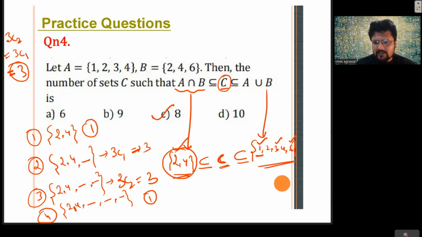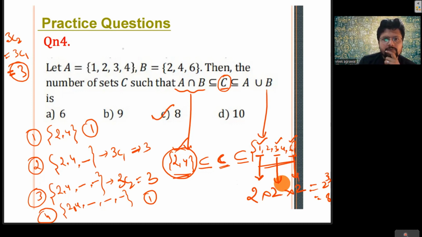Yes, that is also possible. You have to choose either 1, 3, or 6. It can be taken or cannot be taken, right? For 1, you will have two options: you will select 1 or you will not select 1. For this also you have 2 options, and for this also 2 options. So that will be 2 cube, and 2 cube is 8. Yes, absolutely correct. Okay, now let's move to the next question.